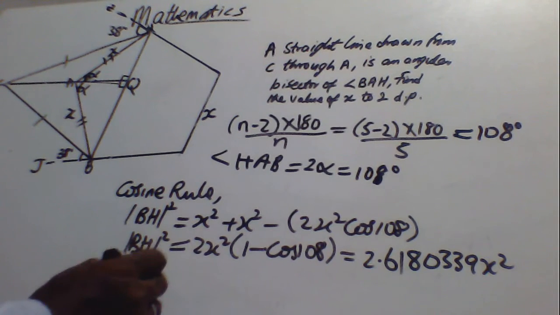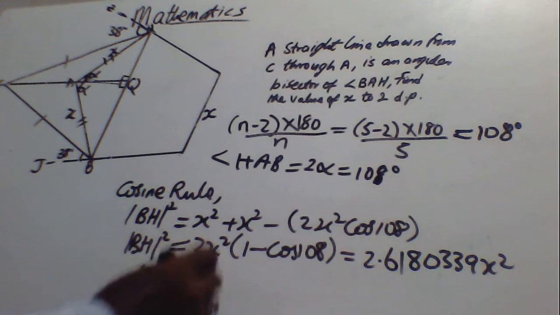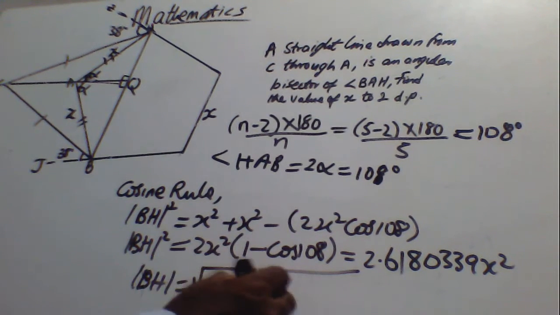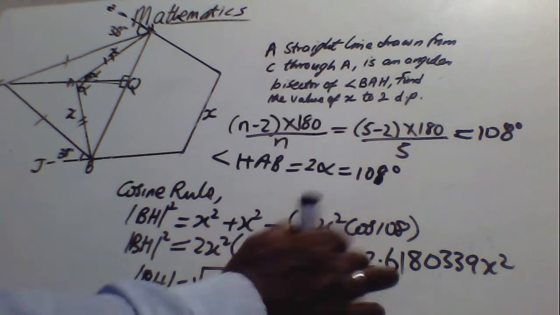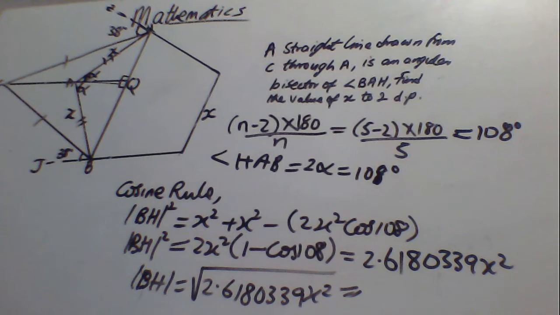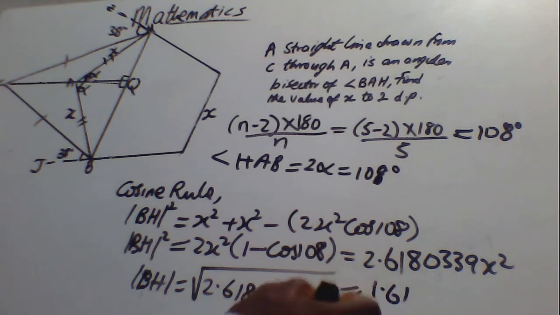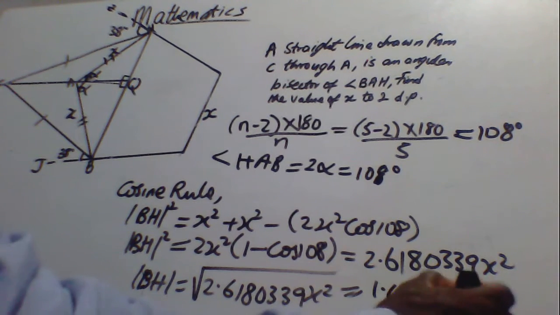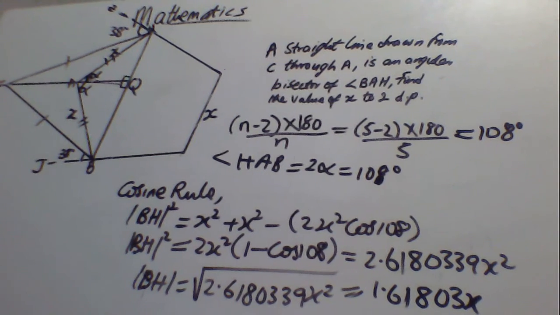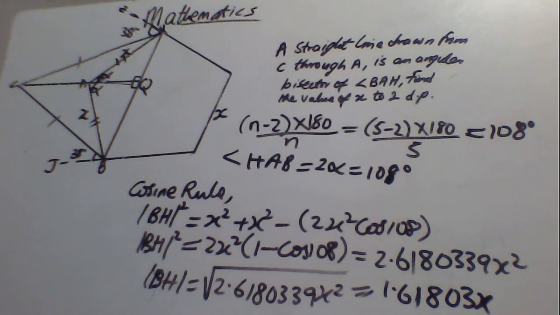So that BH, finding the square root of both sides, is the square root of 2.618039 S squared. So solve it. If you do that, you have 1.61803x. So we have gotten BH to be equals to 1.61803x.